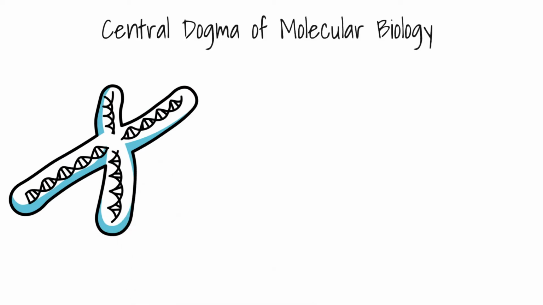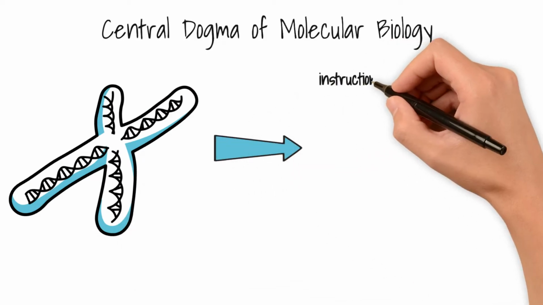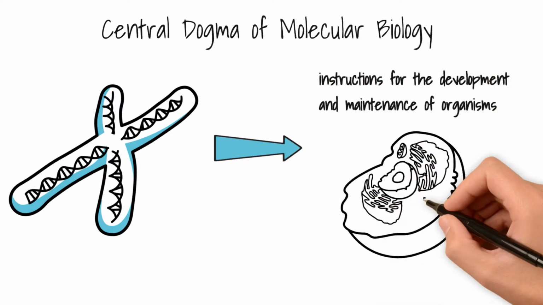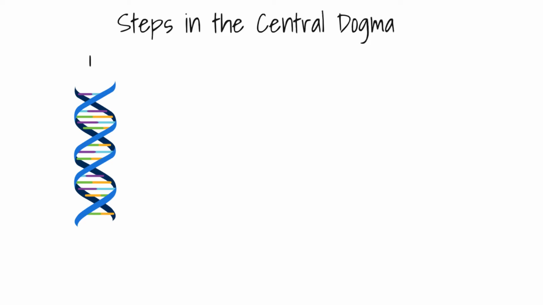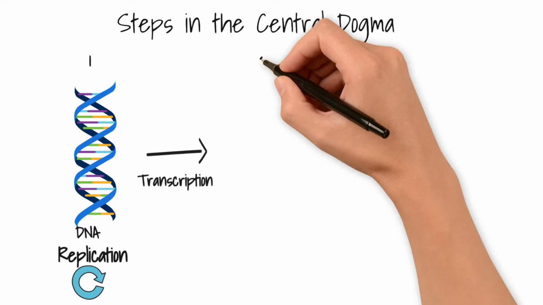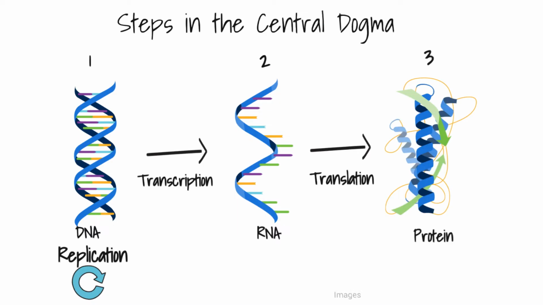This term describes the order in which genetic information flows. Genes contain the necessary instructions for the development and maintenance of all organisms. The central dogma has three main steps. First, in replication, DNA makes copies of itself. Later, DNA is copied into RNA, and this is called transcription. Finally, RNA encodes for proteins, and this is called translation.